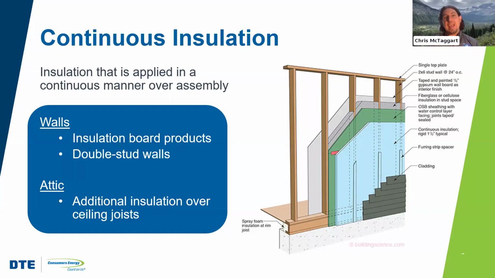Those are all options. In attics, you could go ahead and blow over the ceiling joists. It gets pretty tough when you're doing it with bats, not impossible, but it gets a little bit trickier. But if you just do blown assemblies in attics, then it becomes a lot easier.